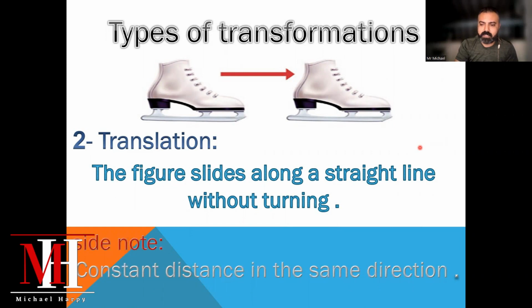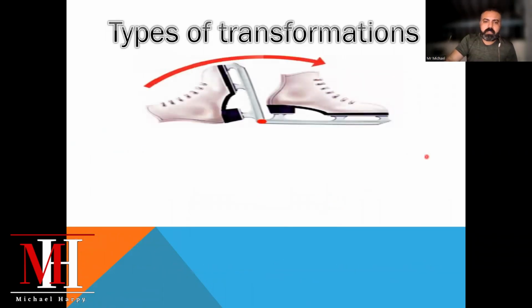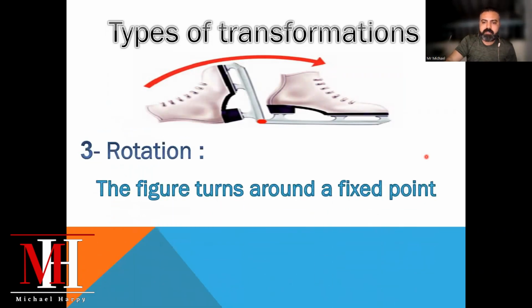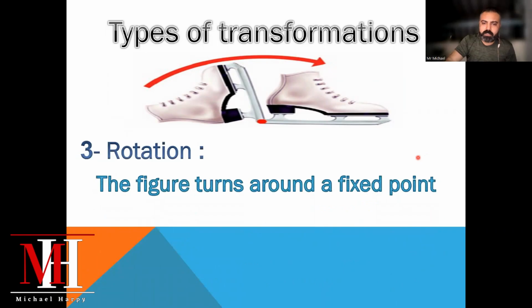Side note, the figure should move with constant distance in the same direction. Third type, rotation. The figure turns around a fixed point. This figure should move around this fixed point.